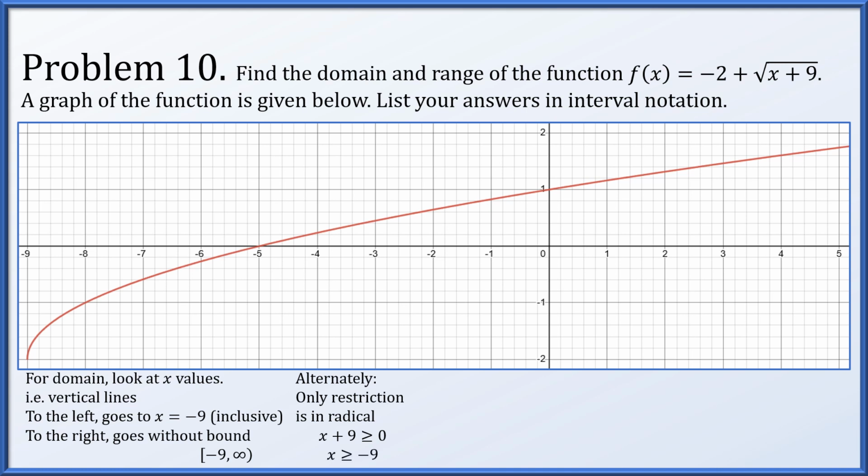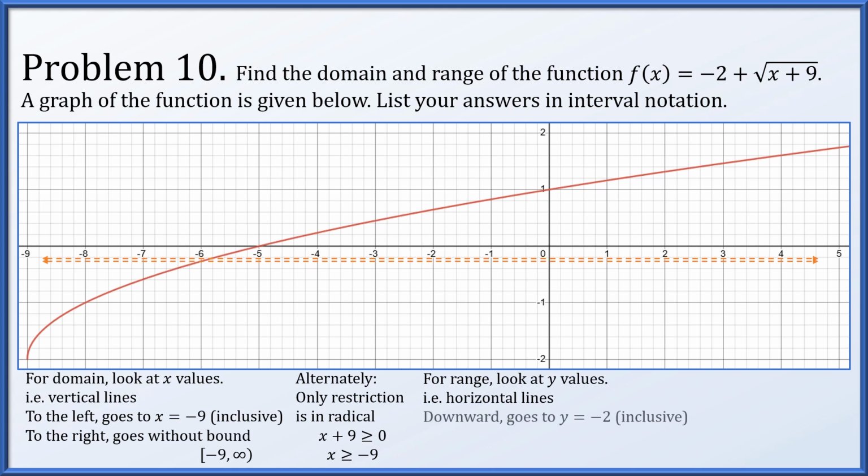You'll get the same answer. This completely ignores the graph, by the way. We really don't need the graph to do this problem. Now let's look at the range. We're going to be looking at the y values, the outputs. Those are horizontal lines. So here, for example, is a value of y, a horizontal line. It does intersect the graph, meaning this value of y is in the range.